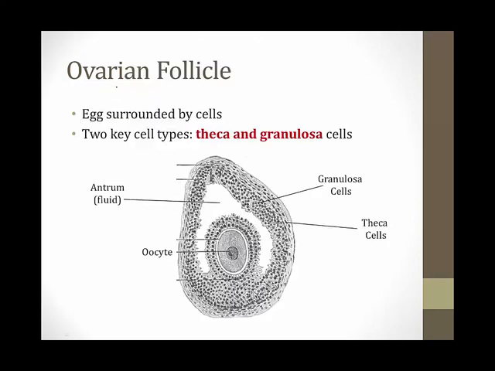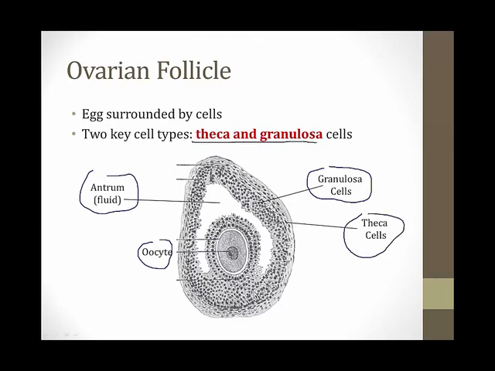This is a drawing of an ovarian follicle shown on the screen. It is an egg surrounded by cells. This is the oocyte or egg in the center. It's surrounded by some fluid, which is called the antrum of the follicle. It's also surrounded by two layers of cells. The granulosa cells are the innermost layer and the theca cells are the outermost layer. And it is the theca and granulosa cells which are going to synthesize estrogens, which drive the growth of the follicle.